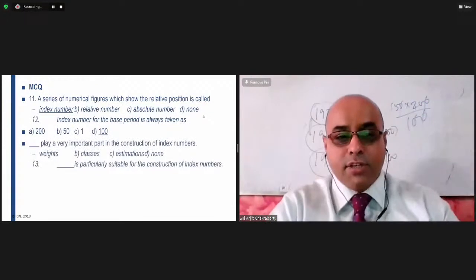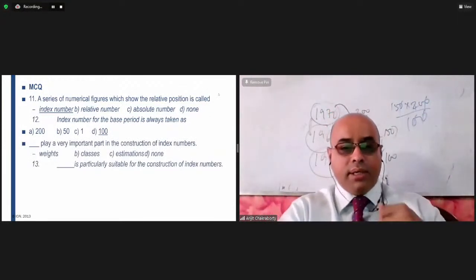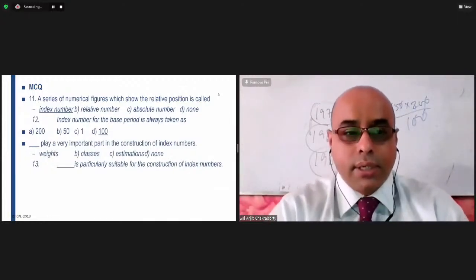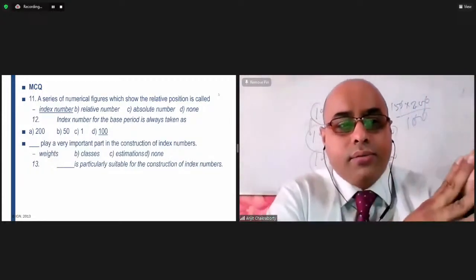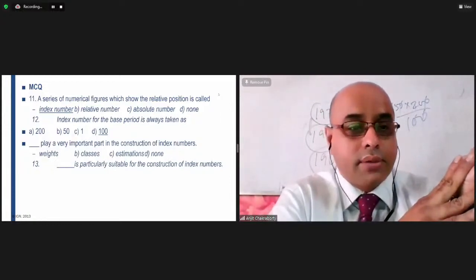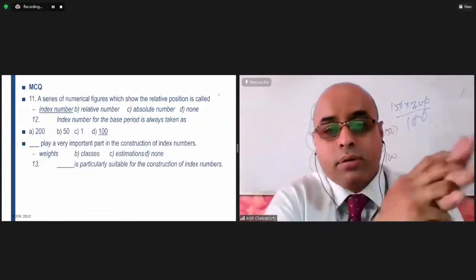Third question: dash play a very important part in construction of index numbers. Well, is it weights? Is it classes? Is it estimations? Is it none? Well, here for the 12th, the 13th question, I think, yes. Dash plays a very important part.